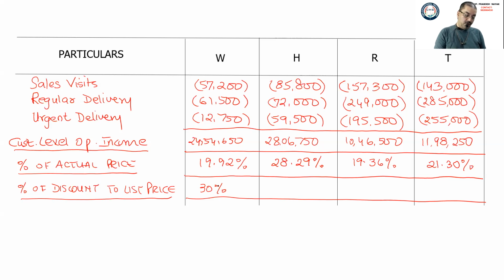Second one, 24 lakh divided by, 20%. Third one, 954 divided by 63, 15%. Last one, 10%. Yes, sir.